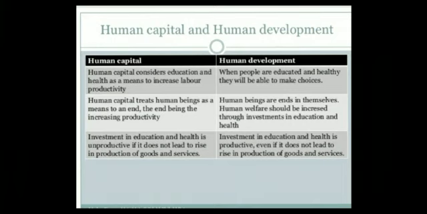The terms human capital and human development sound similar, but there is a clear distinction between them. Human capital considers education and health as means to increase labor productivity. On the other hand, according to human development, education and health are integral to human well-being, because only when people have the ability to read and write, the ability to lead a long and healthy life.